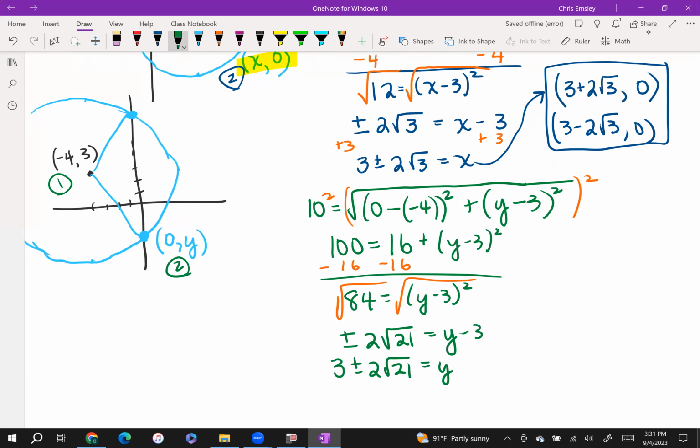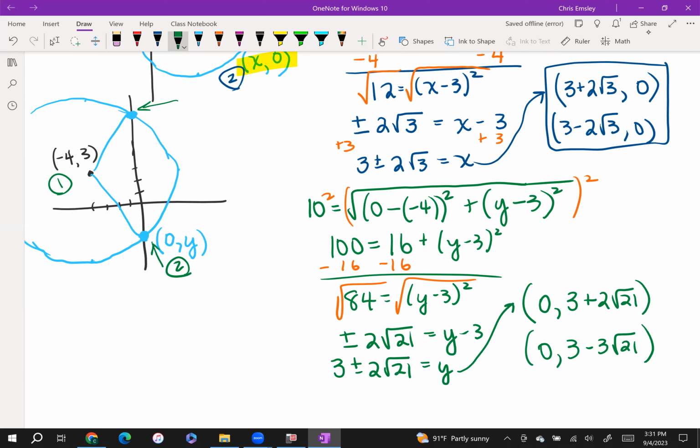There's the solution to our equation, but again, it asked us to find the points. So we want to write these as ordered pairs. This time we'll have an x value of 0. And there's one of our points. And then the minus gives us our other point. We get the plus and minus to get both points, the one up here and the one down there.